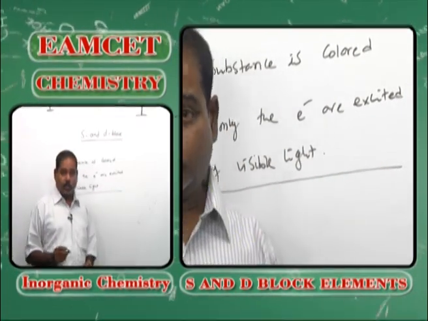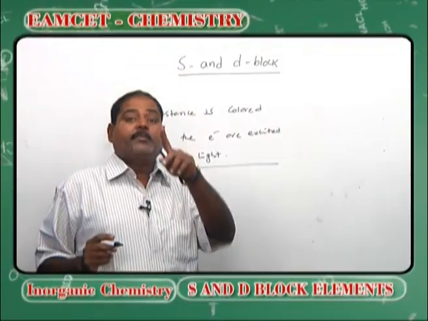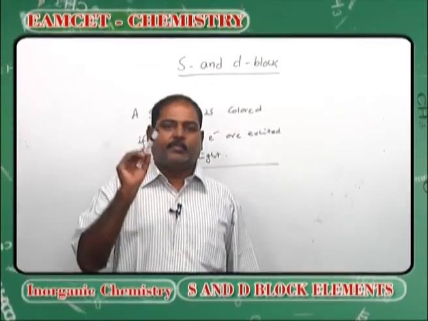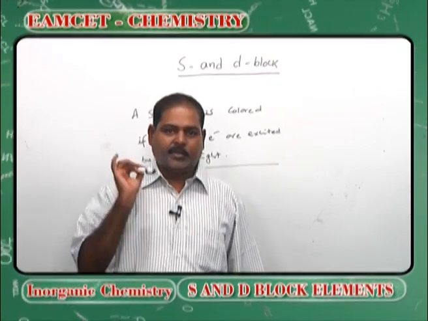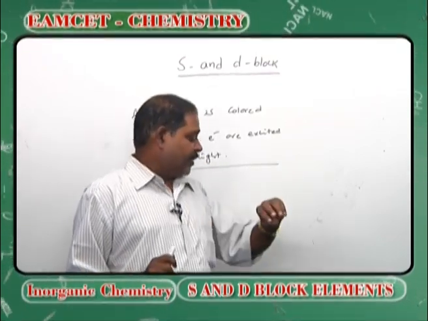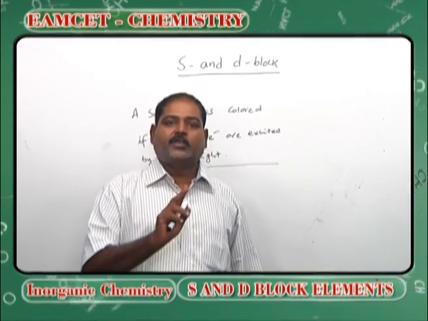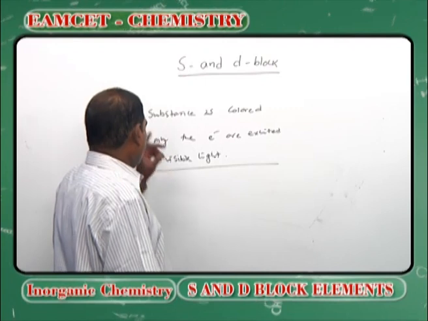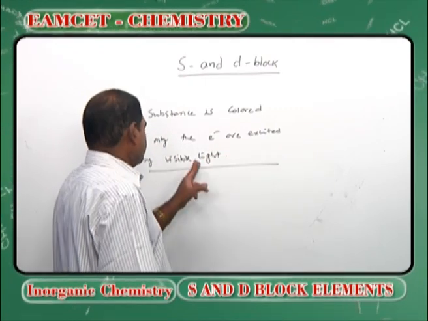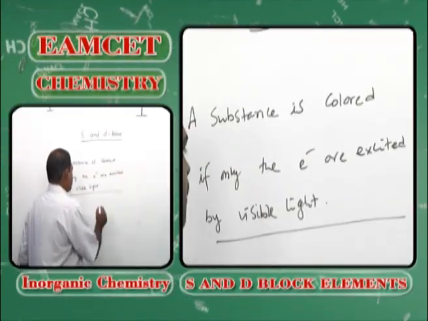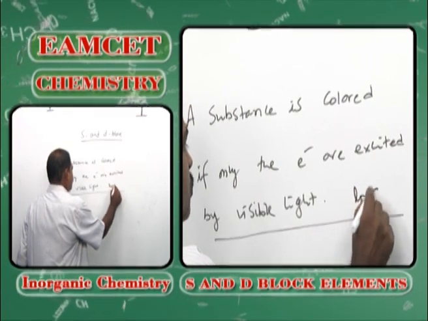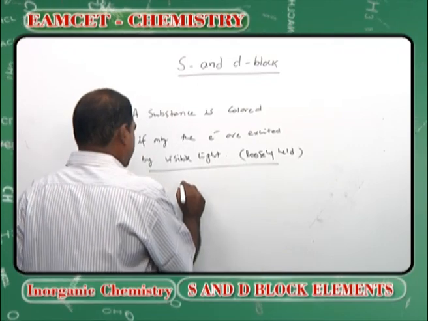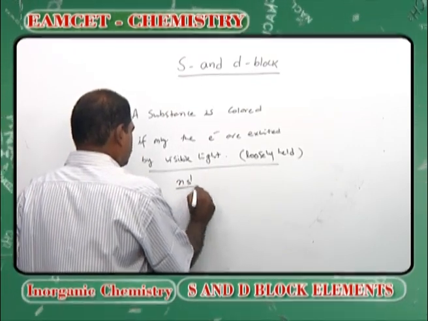All electrons in all substances can be excited, but the question is whether they are excited by visible light or by UV light. If only the electrons are excited by visible light, the substance is colored, meaning loosely held electrons only. So, alkali metals have ns1, loosely held.